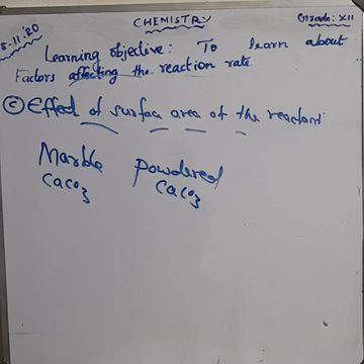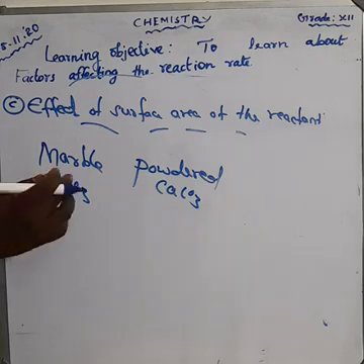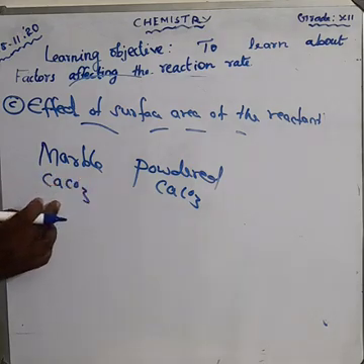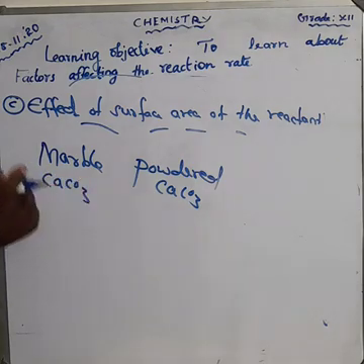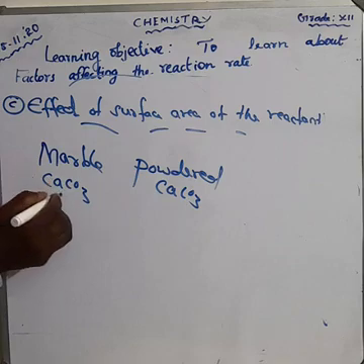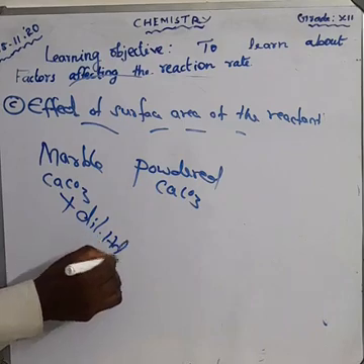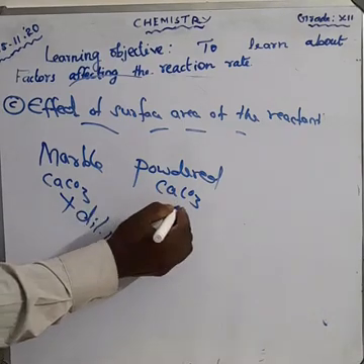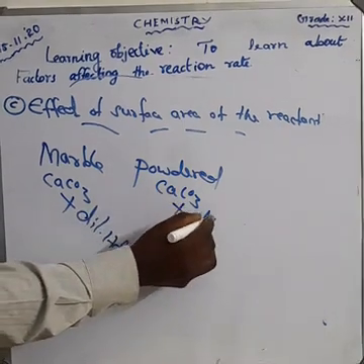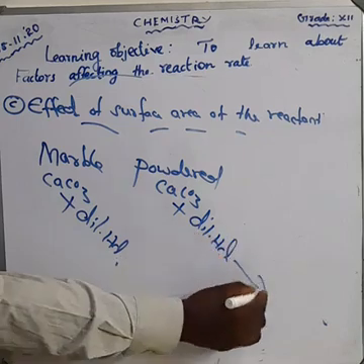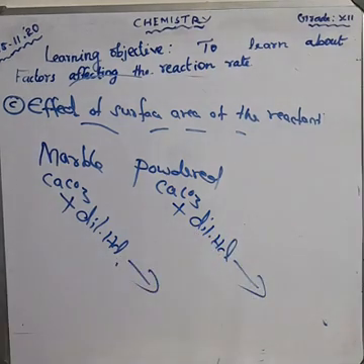Which one has the large surface area, high surface area? Here, calcium carbonate, we are saying marble. Marble, we are saying. Calcium carbonate reacts with dilute HCl. Powdered calcium carbonate also reacts with dilute HCl. Which reaction is fast? Which reaction is slow?